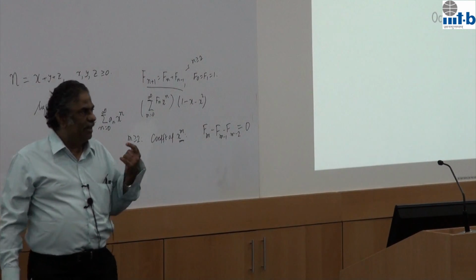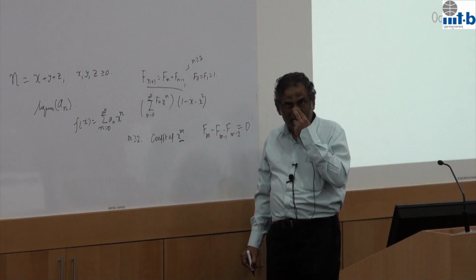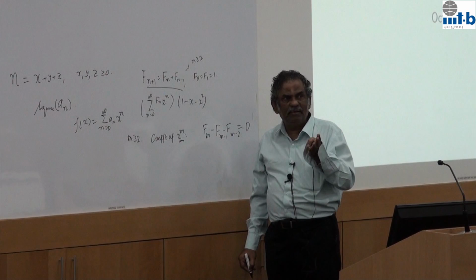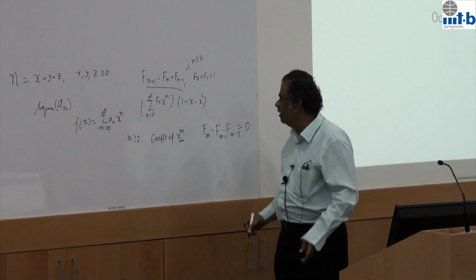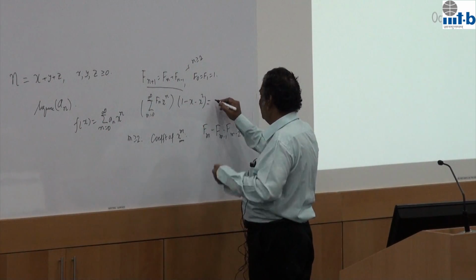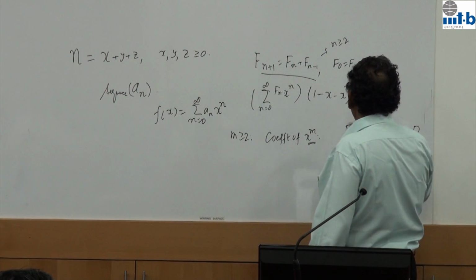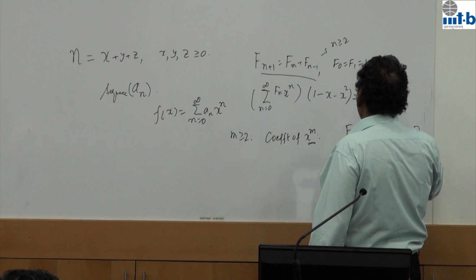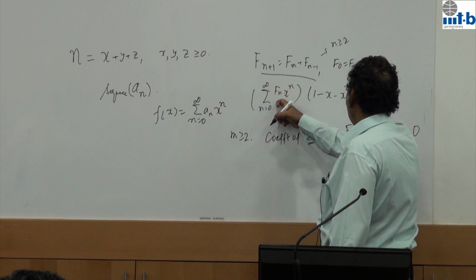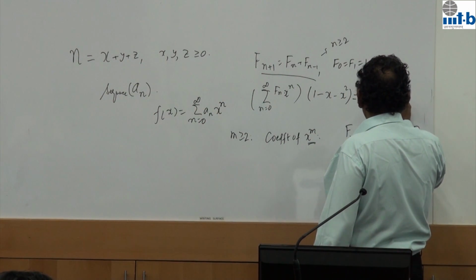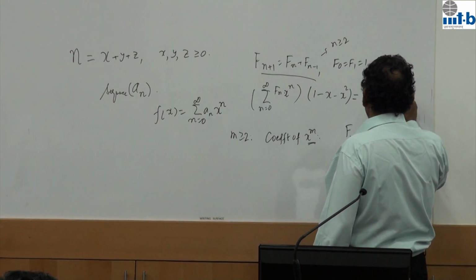Okay, which means that you take this generating function summation fn x power n and multiply by 1 minus x minus x square, then every coefficient greater than or equal to 2 vanishes. Only the first two coefficients will survive, and therefore this is precisely equal to f naught, the constant term, and the x term would be f1 x minus f0 x.